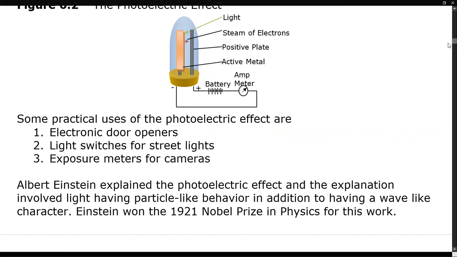The light switches for street lights, if they came on at a certain time, or when the light got below a certain amount, that current gets below a certain amount, it says, oh, it's too dark, and the lights kick on. Exposure meters for cameras, if you have an auto flash feature, there's going to be a little nodule on the front of your camera that measures how much light there is, that uses the photoelectric effect, and it'll tell you whether the flash needs to come on or not. And again, Albert Einstein won his Nobel Prize for that. In 1921, he won the Nobel Prize in Physics.